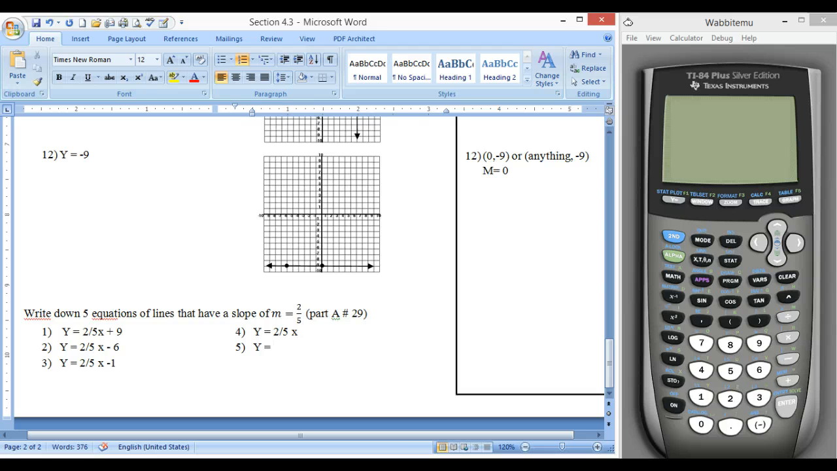And one more of 2/5. It has the same slope with another y-intercept. So all you need, 5 different equations. These will all be parallel, but they cross the y-axis at a different point, and so they're 5 totally different equations.